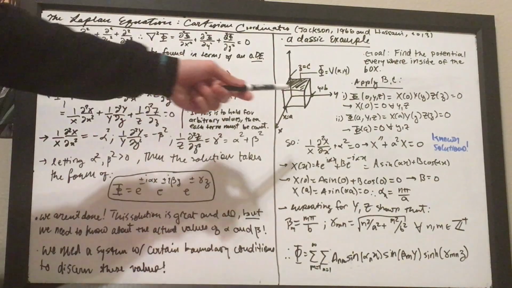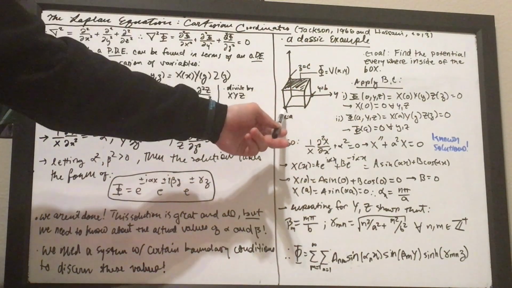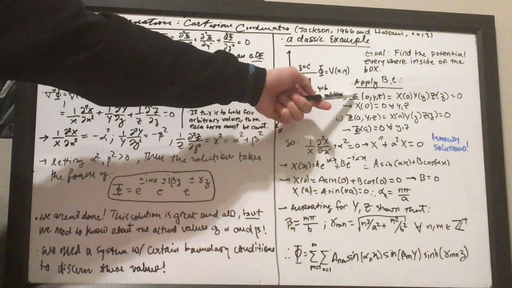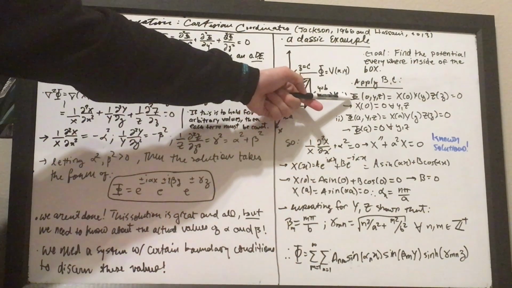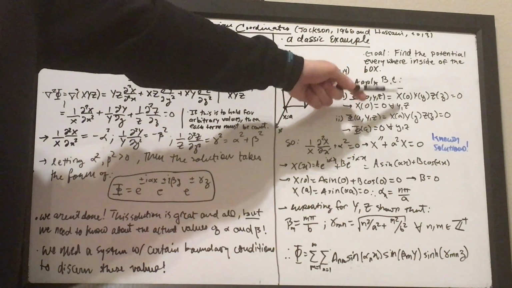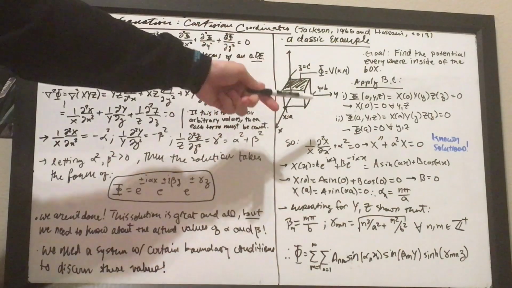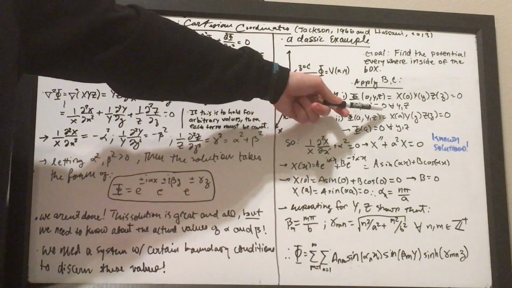So let's just look at the x values first, right? So we have x equals 0 and x equals a. That's where our cube expands. So at x equals 0, we have phi of 0, y, z is equal to X of 0, Y of y, Z of z is equal to 0. In order for that to be true, X of 0 has to be equal to 0 for all values of y and z.